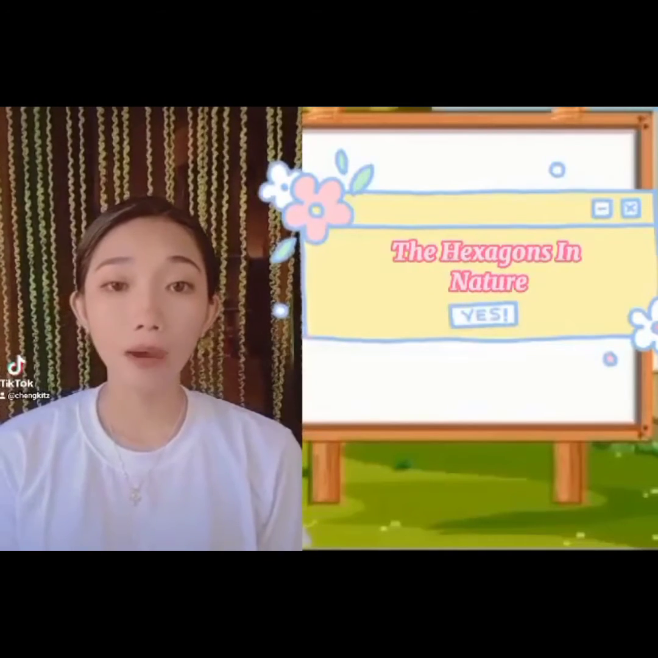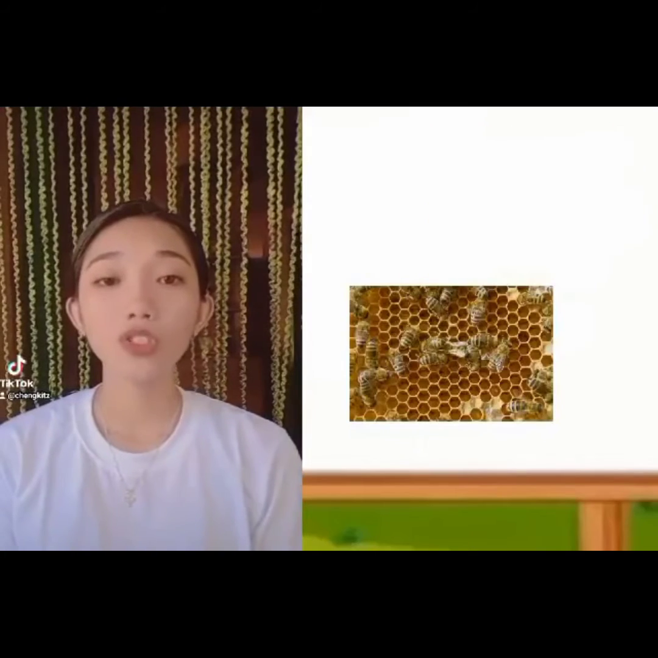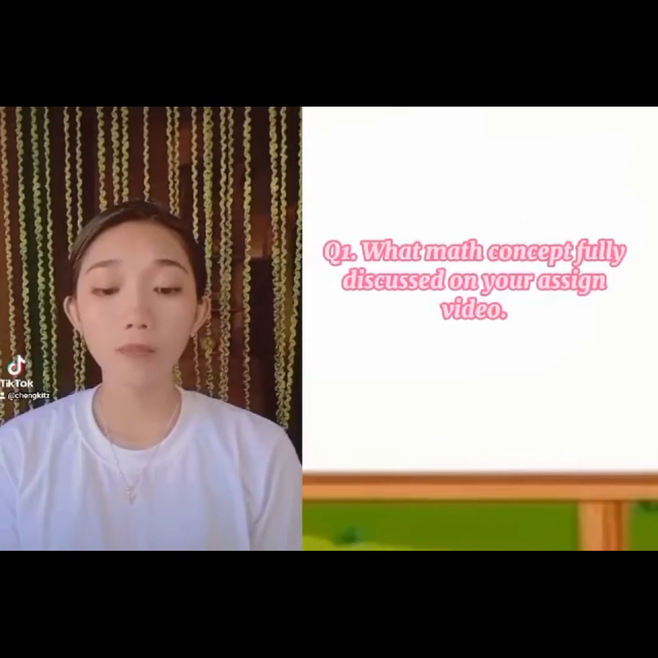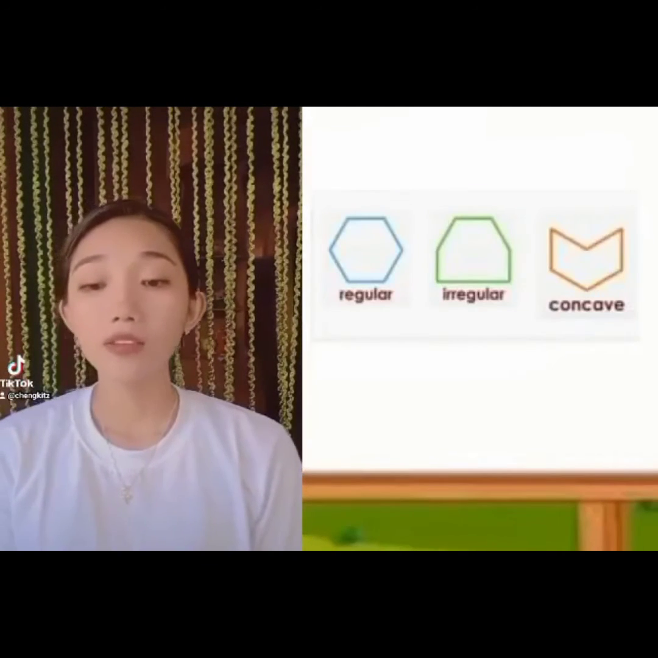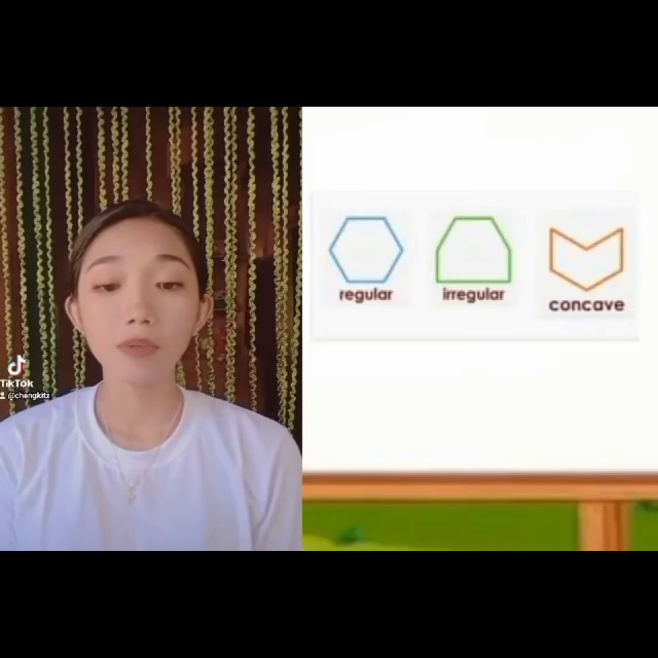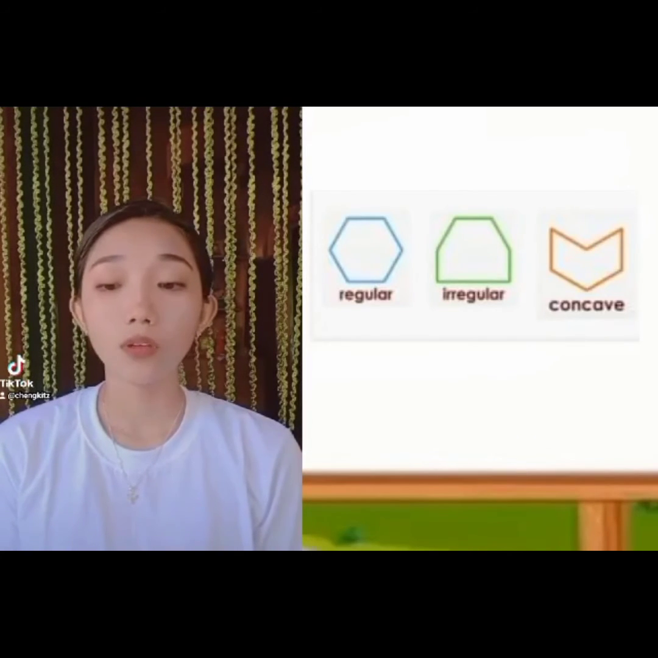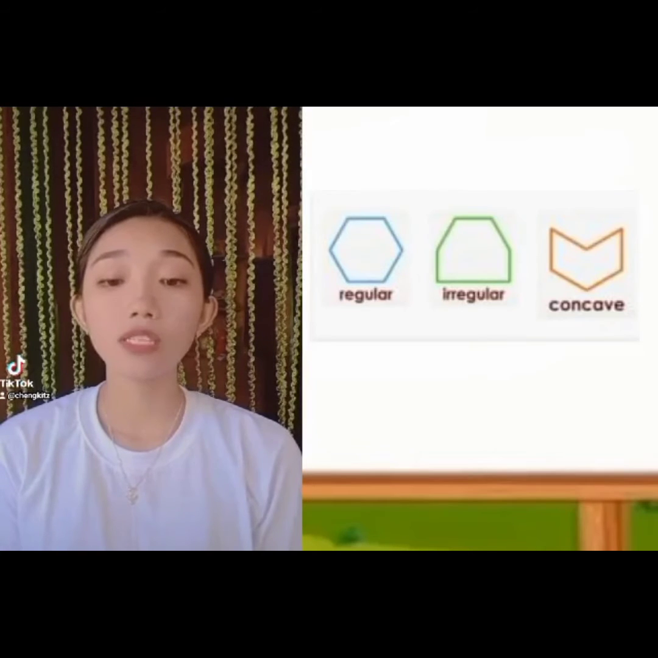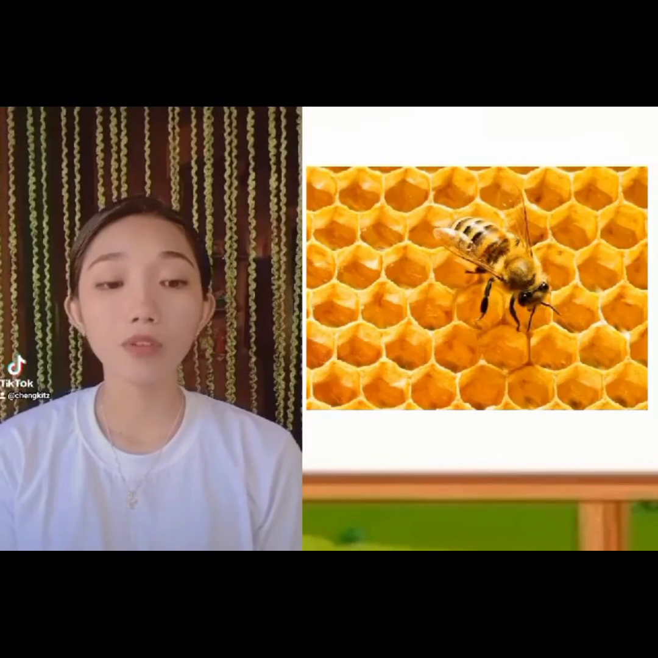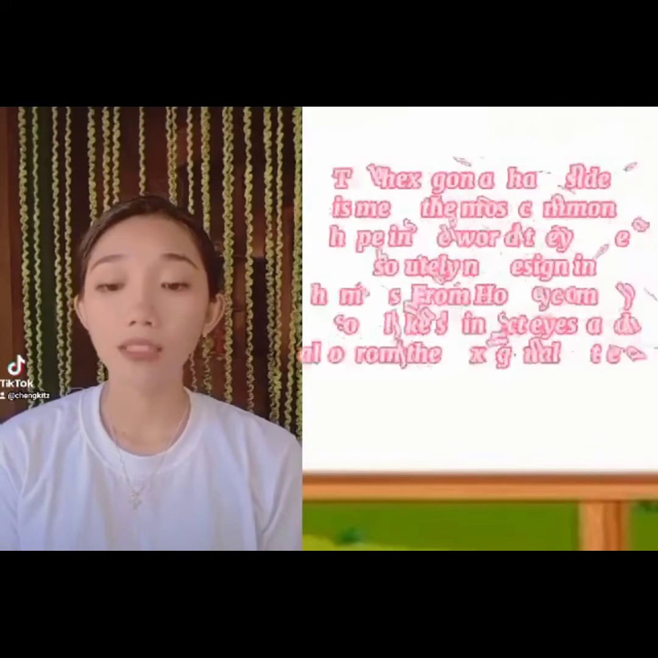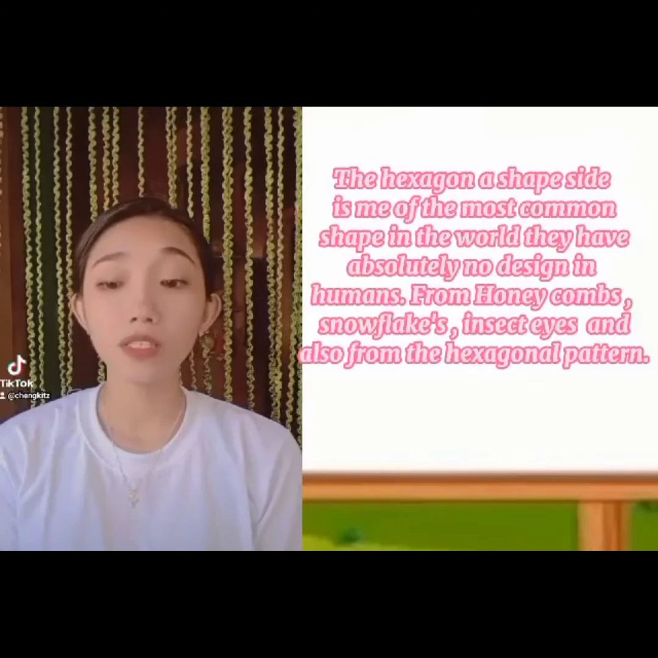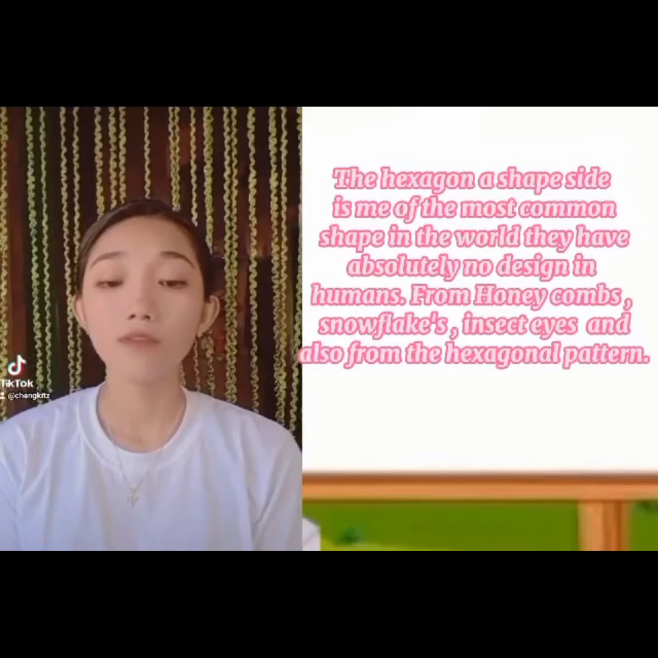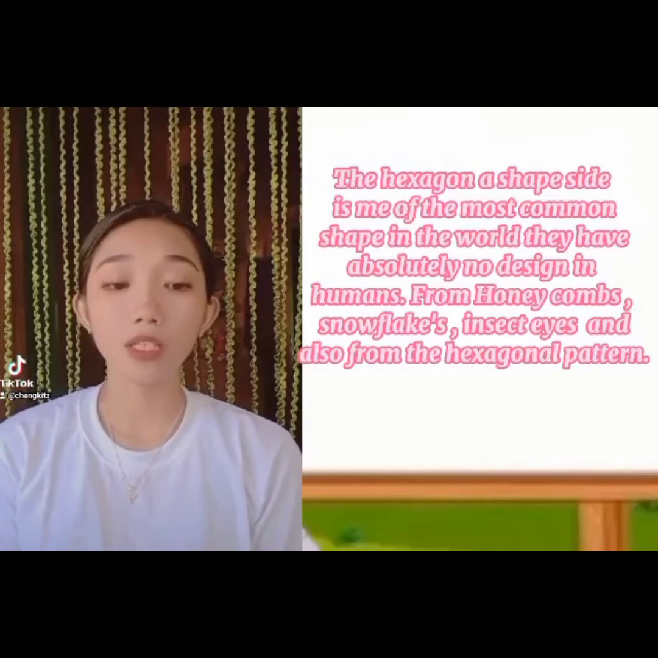I'm going to discuss the hexagon in nature. Question number 1. What math concept is fully discussed in your assigned video? The hexagon, a shape with 6 sides, is one of the most common shapes in the world. They have absolutely no design from humans. From honeycombs to snowflakes, insect eyes also form hexagonal patterns. A hexagon is a polygon with 6 straight sides. It's commonly found in nature because it's a particularly efficient shape.